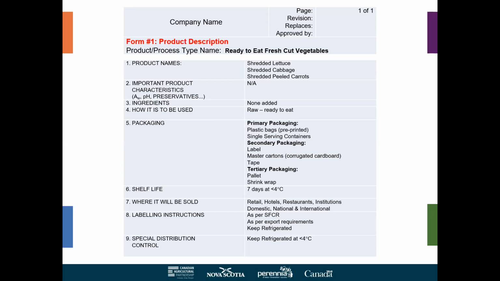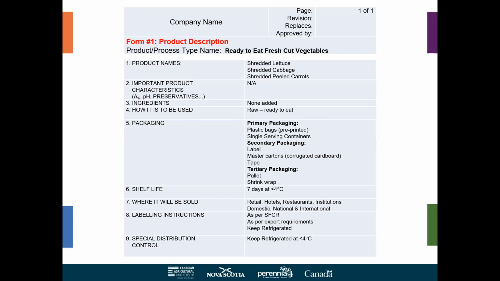Also, just so you know, if you have a global food safety initiative program in place, so an SQF or a BRC, under the how is it to be used, you also have to identify for BRC the unintended use as well. And then who's going to be consuming your product. So if vulnerable populations may be consuming your product, those GFSI programs will expect you to include that on this form. So shelf life. What is the shelf life of your product?